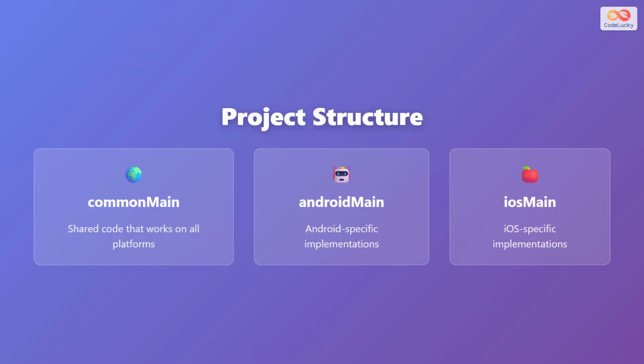A Kotlin multiplatform project is organized into three main source sets. First, we have commonMain, which contains shared code that works on all platforms. This is where most of your application logic should live. Next, we have androidMain, which contains Android-specific implementations for features that require platform-specific APIs. Finally, we have iosMain, which contains iOS-specific implementations. This structure allows you to keep your shared code separate from platform-specific code, making your project more maintainable and organized.